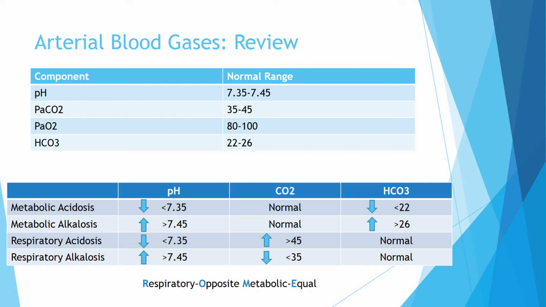Metabolic. In metabolic imbalances, things are going to be equal. For instance, metabolic acidosis. You look at your pH, it's less than 7.35. You look at your bicarb, it's less than 22. So they're equal. Both components are decreased. Okay? So respiratory, opposite; metabolic, equal. Or ROME for short. Okay? ROME to help you remember.